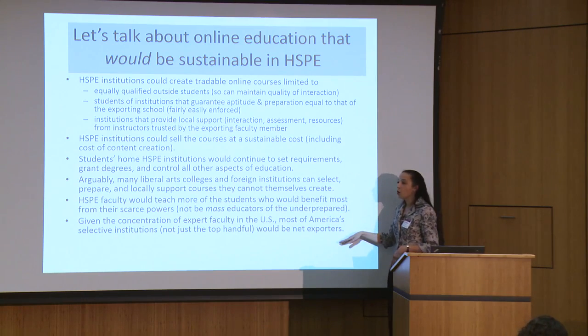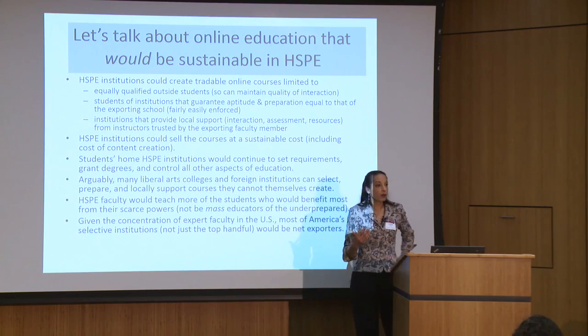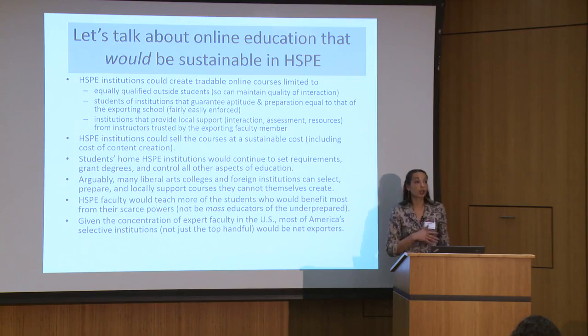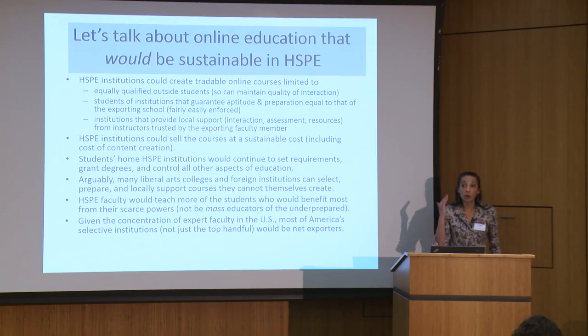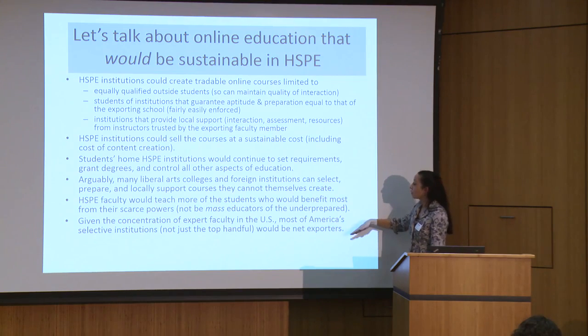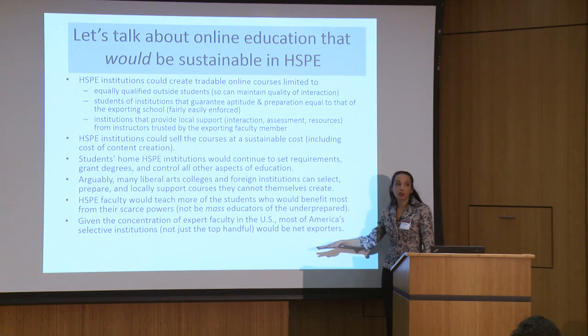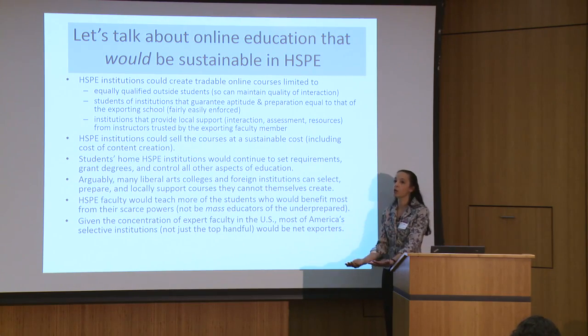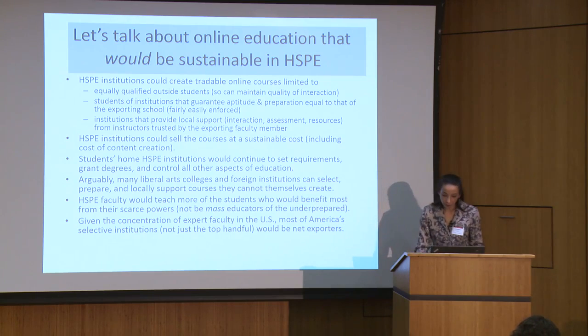Now, given how concentrated expert faculty are in American universities, the concentration of the expert faculty in the world at American institutions is incredible. A lot of the great faculty in the world are here at American institutions. They're not necessarily Americans. In fact, most of them aren't Americans. But they're in American institutions. Almost all of the highly selective institutions in the United States would probably be net exporters in the sense that they would sell more courses than they would buy.